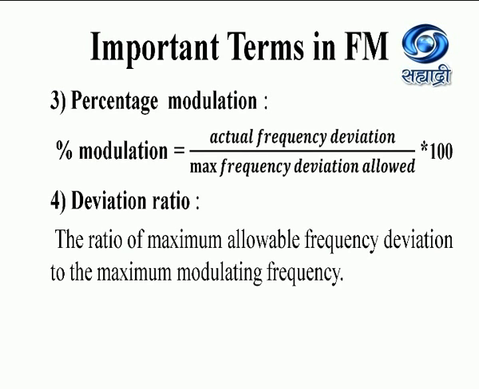Next is deviation ratio. It is the ratio of maximum allowable frequency deviation to the maximum modulating frequency. It is denoted by D. D is equal to FD max divided by FM max. Basically this is the modulation index but with maximum frequency.